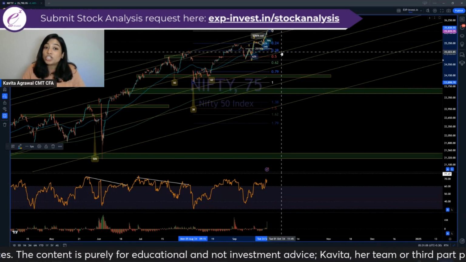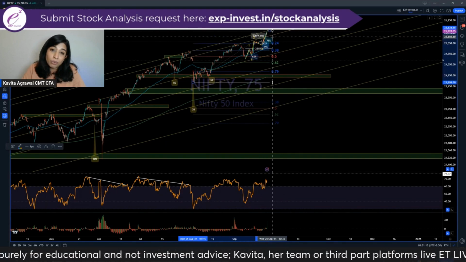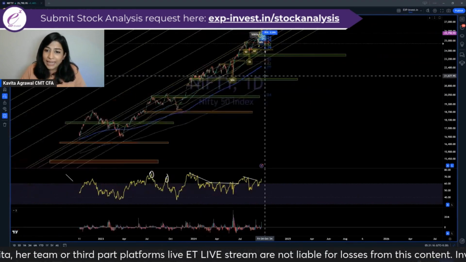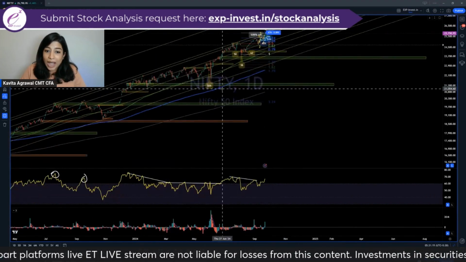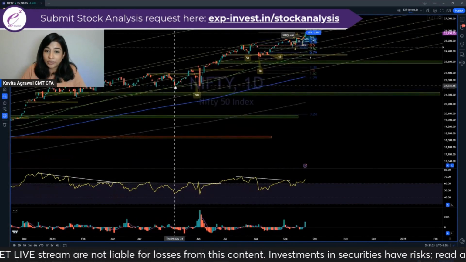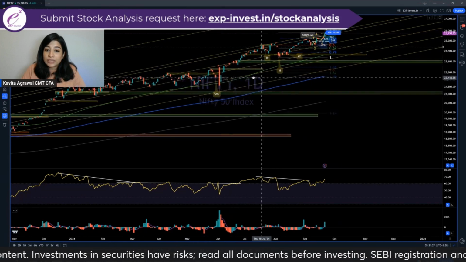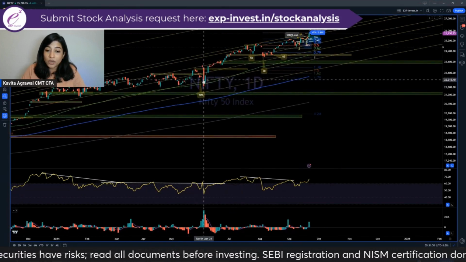Why am I expecting a shallow correction of this entire broad wave? Because the underlying momentum of the market continues to be pretty strong. Daily time frame, if you notice, I believe that a new rally had started out of this point, right? यहाँ से जो नई रैली हमारी स्टार्ट हुई है, बेसिकली this was the first leg of the correction.